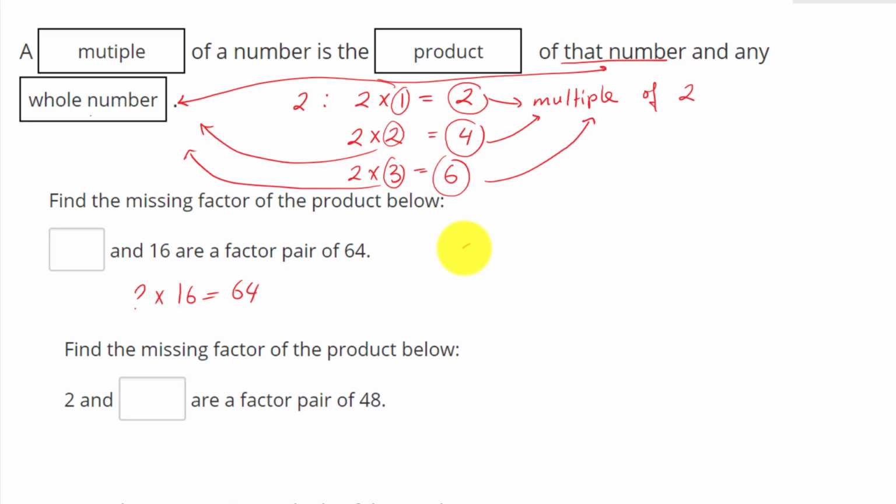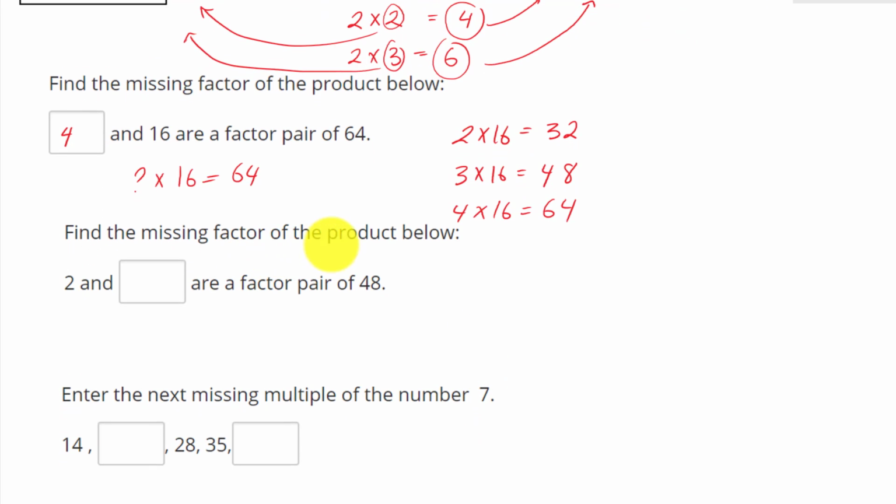Well, first of all, we have 2 times 16 is equal to 32. 3 times 16 is equal to 48. And what about 4 times 16 is equal to what? 64. There you go. So the answer right here must be 4. 4 and 16, they are factors that make up the factor pair of 64.